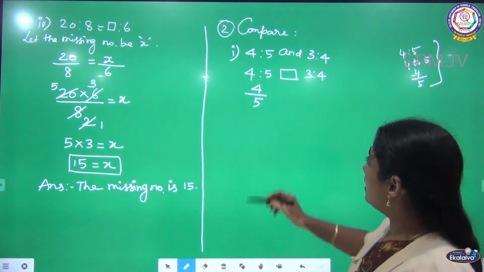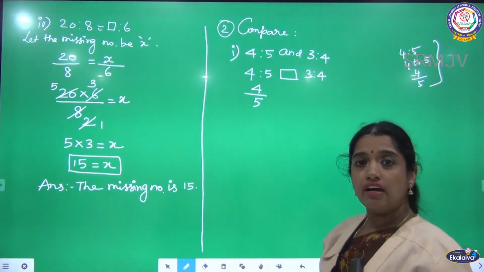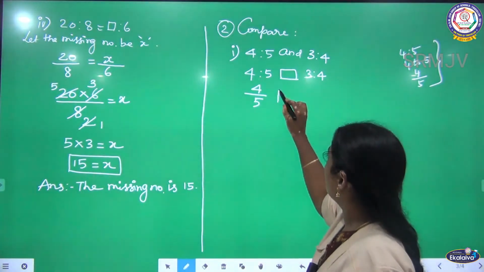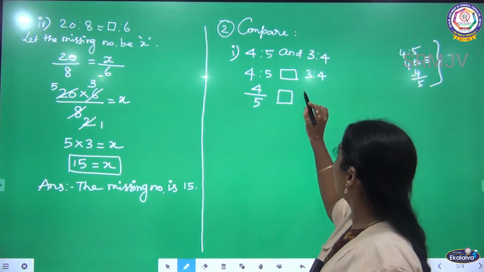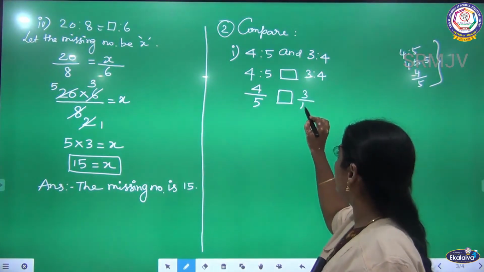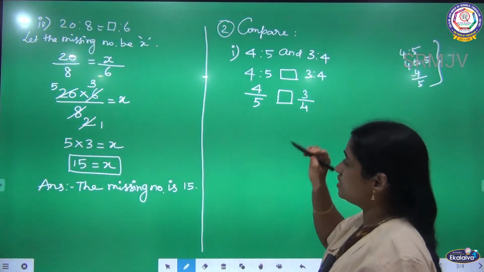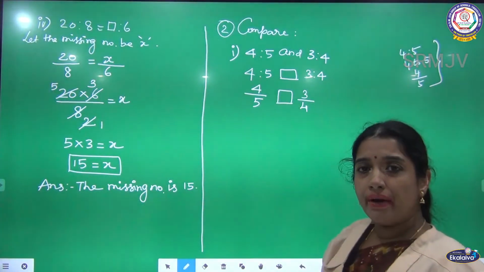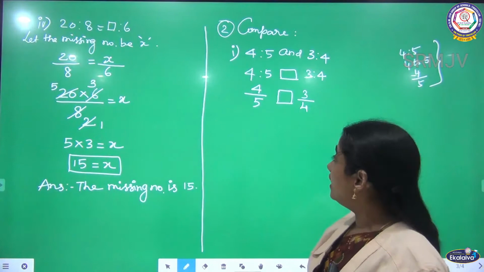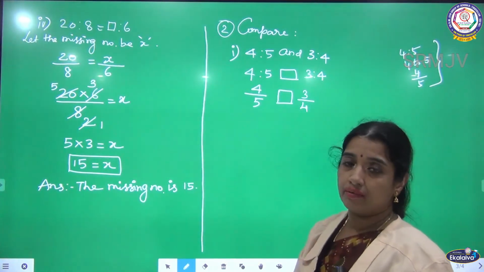Okay. Now listen, 4:5, how can I write? 4 by 5 and make a box. And 3:4 I can write to be what? 3 by 4. Listen, children, when I am going to compare the two fractions, it is in a like fraction.